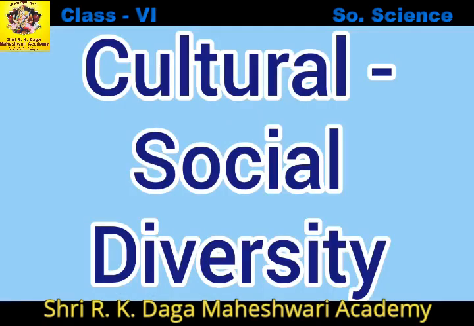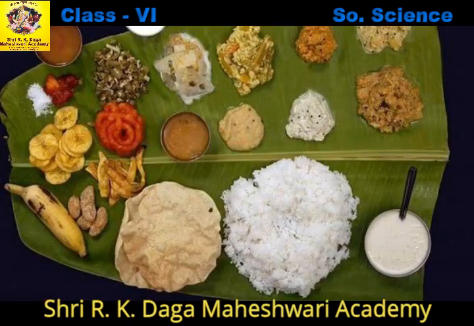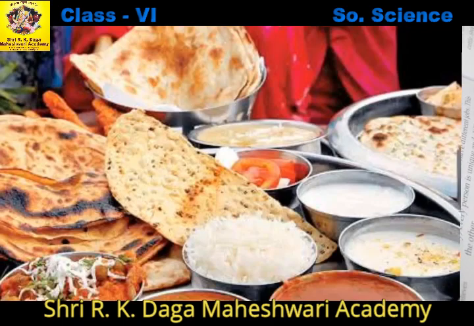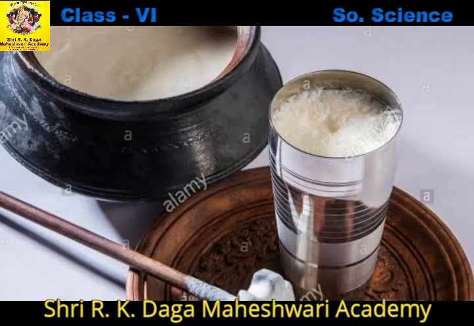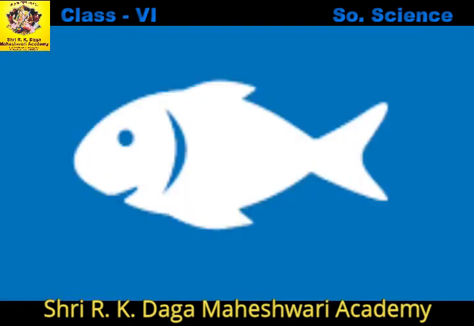The next is cultural and social diversity. The food habits vary in accordance with the availability of raw materials and the method of preparation. For example, people living in Tamil Nadu eat rice more than wheat, and those hailing from Punjab prefer wheat to rice. The latter drink a lot of milk. They grow sugarcane as the soil available in their state is good for its cultivation. And again, coastal places like Kerala, Goa, and West Bengal have a flourishing fish industry.